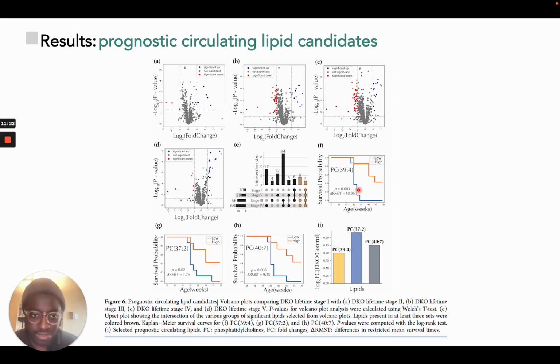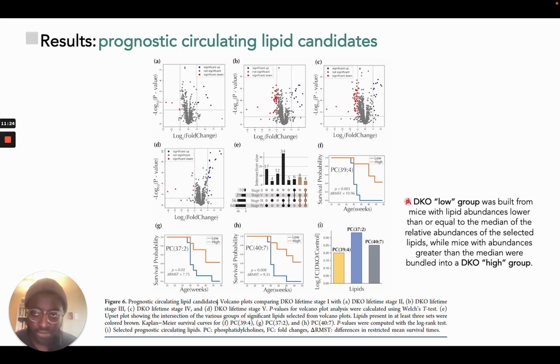And to do that, we just did what's called median splits. We take all of the DKO group for those lipid candidates, of course. So we have a DKO low group. These were built from mice with lipid abundances lower or equal to the median of the relative abundances for the selected lipids. Those are the DKO low group, if you will, and the mice with abundance greater than the median give you the DKO high group.